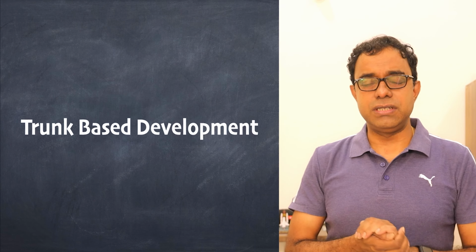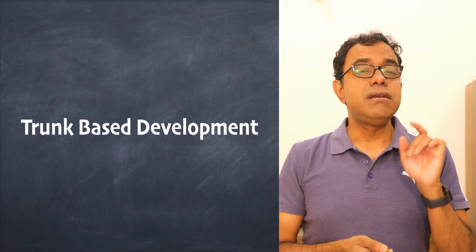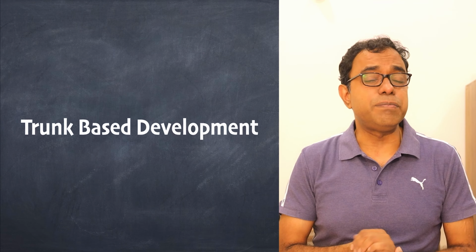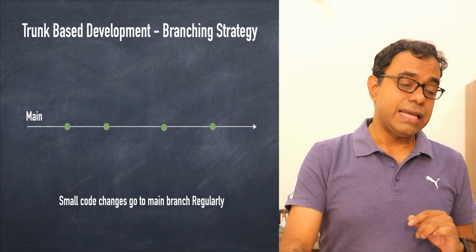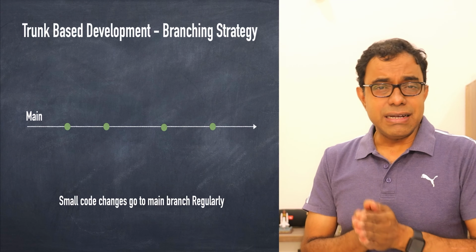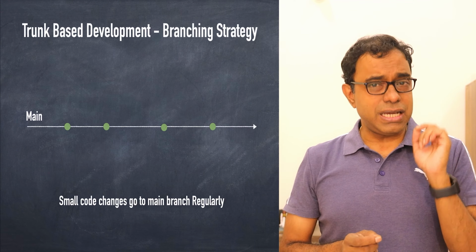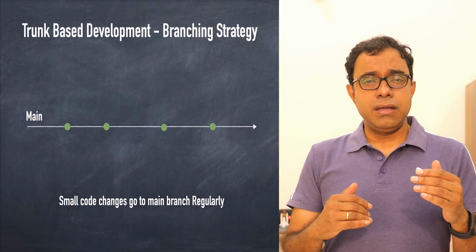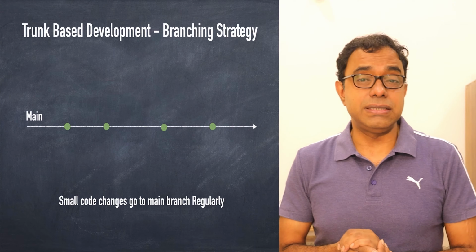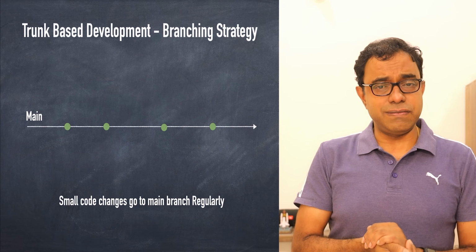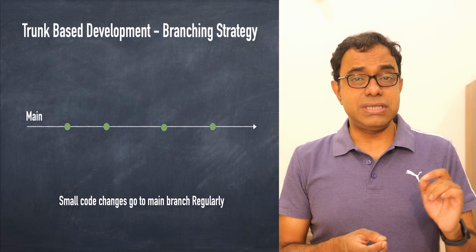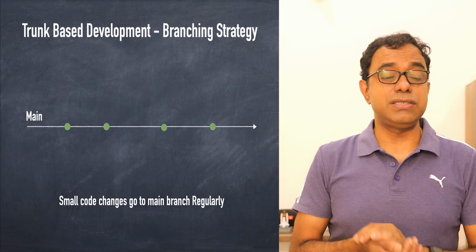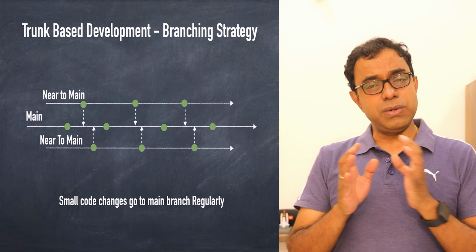There is one option, and that option is called trunk based development. If you are not aware of trunk based development, don't worry, I'm going to talk about it right now. So, the primary idea of trunk based development is that we should not have multiple branches like feature branches or long lived branches. Generally, the idea of trunk based development is that small code changes on a daily basis or even hourly basis can go to the main branch all the time. So, here is how it looks.